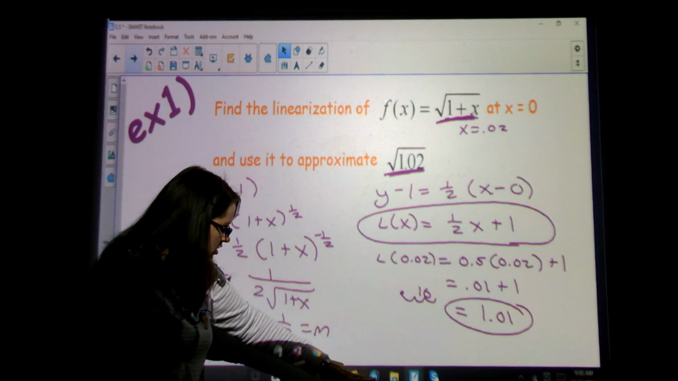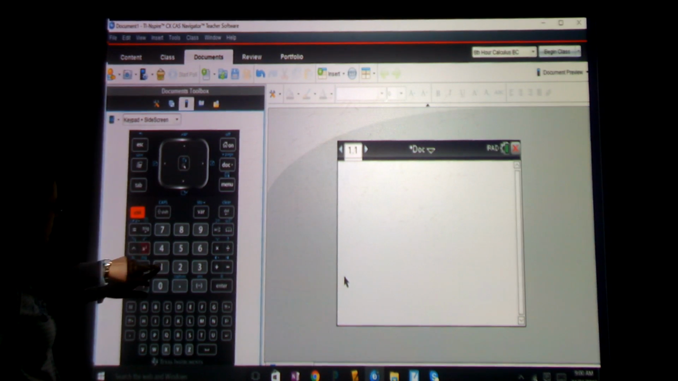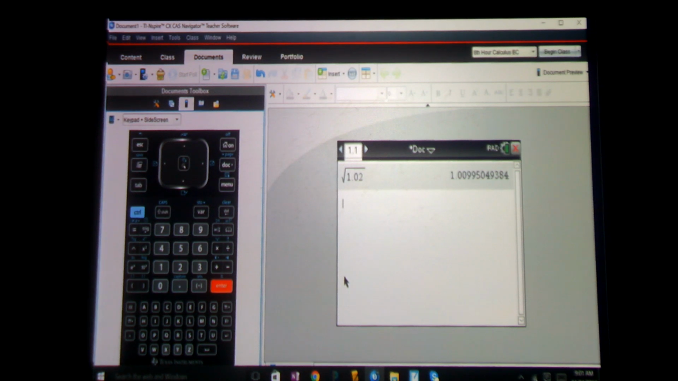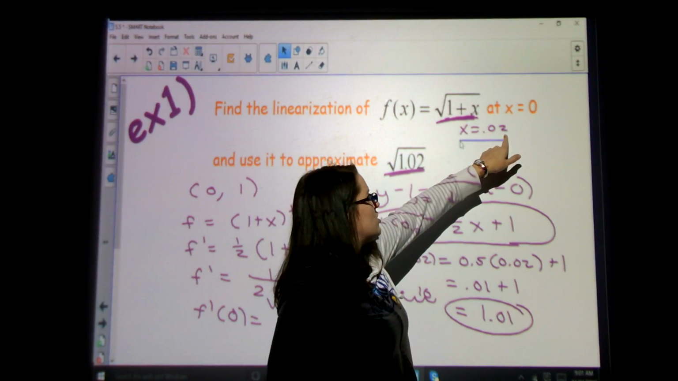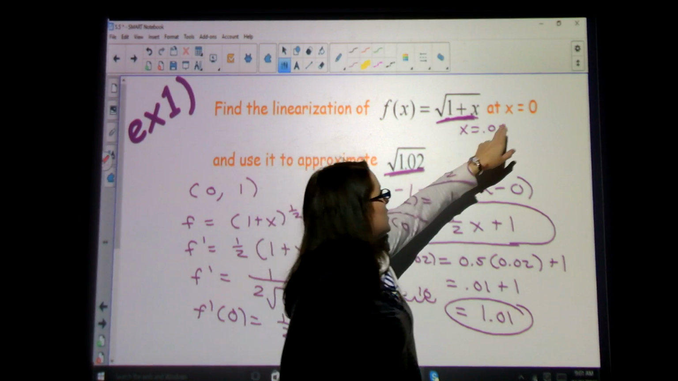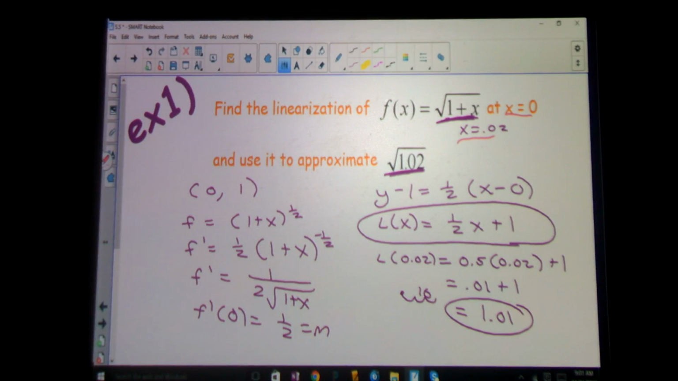So let's look at our calculators and check it. Second square root, 1.02. Control enter. Yeah, that's about 1.01. Pretty close. Key to note that we use an x value of 0.02 with a linearization at x equals 0. These have to be fairly close in order for my approximation to be close. If I were plugging in x equals 5, that's not going to give me a good approximation of that square root. We have to be very, very close.